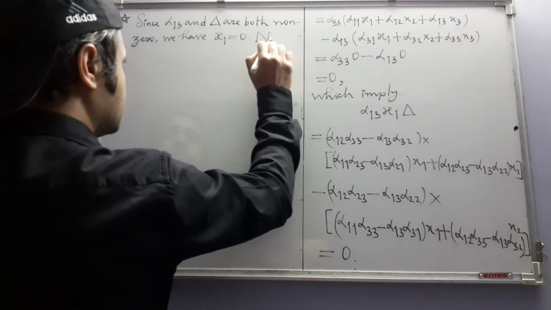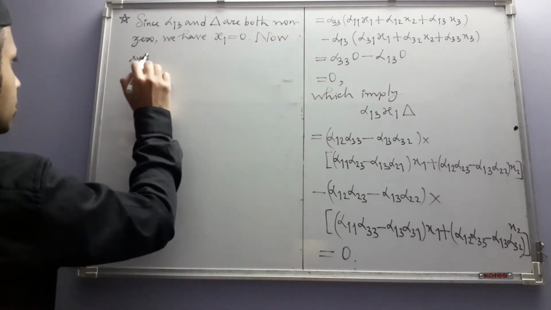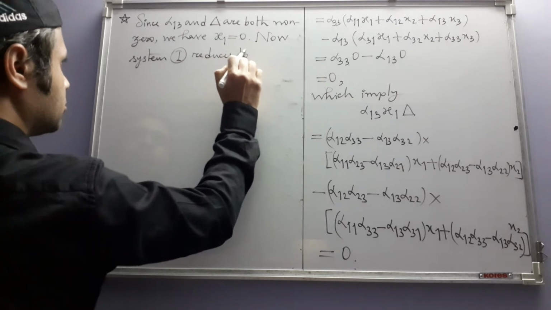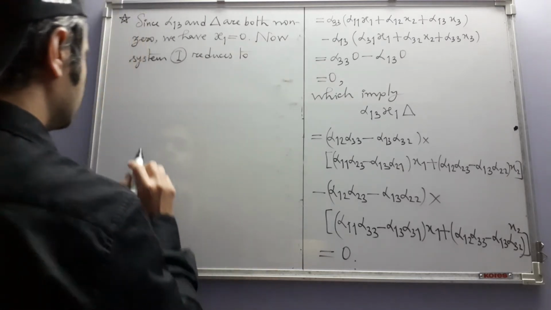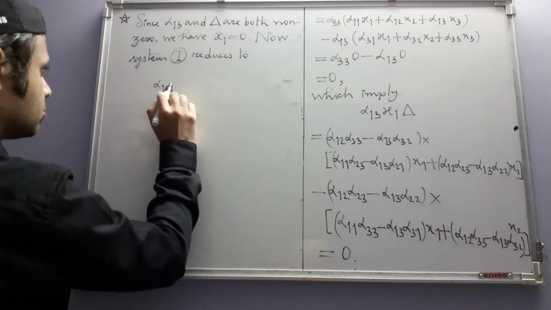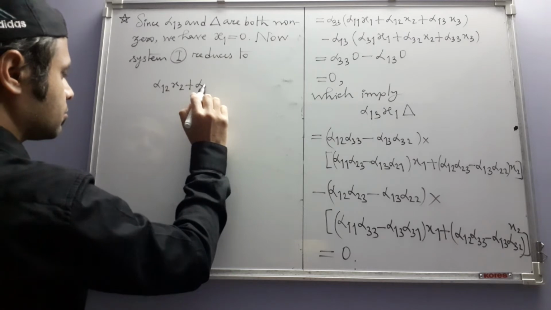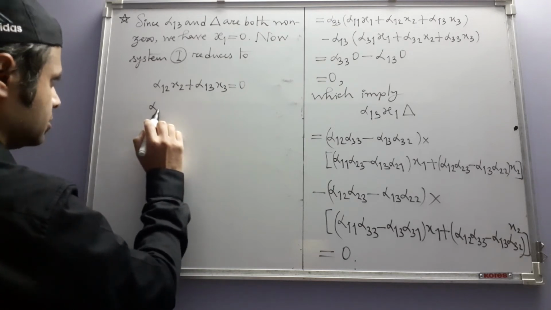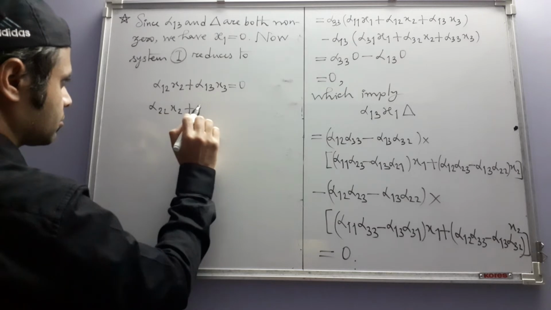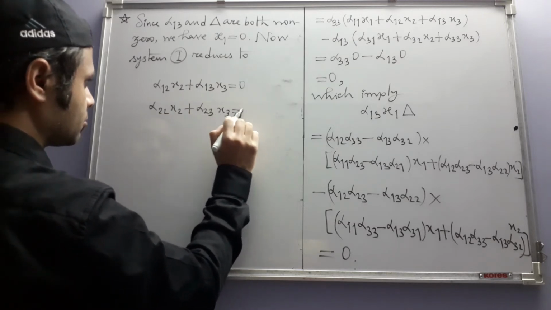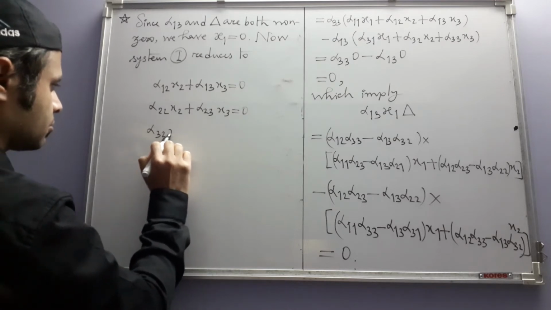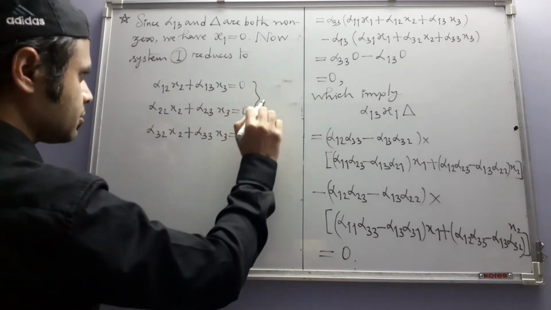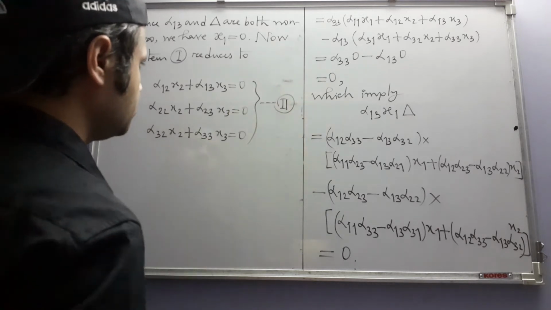Now system 1 reduces to this because x1 has been proved to be 0. So the equations in system 1 now look like this. And let us call this reduced system 2.